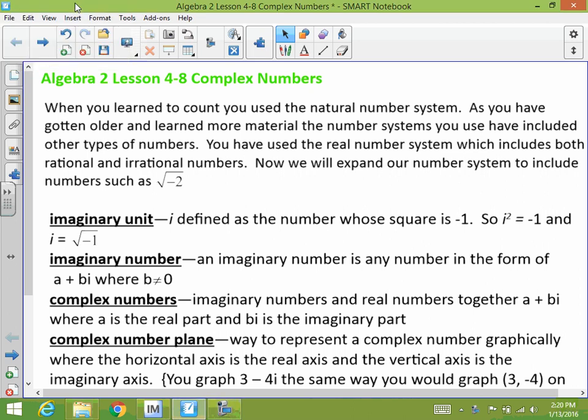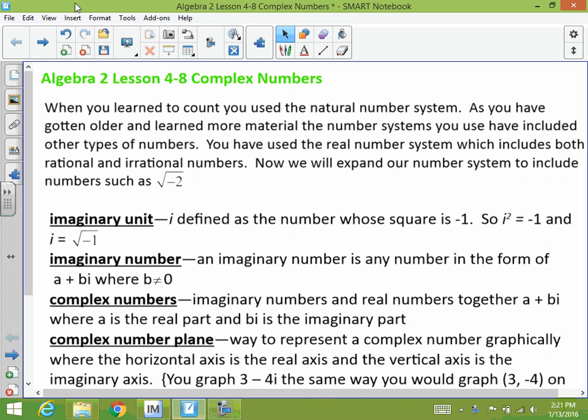This is Algebra 2, Lesson 4-8, Complex Numbers. Now, when we learn to count, we use the natural number system. As you've gotten older and learned more material, the number systems used have included other types of numbers. You've used the real number system, which includes both rational and irrational numbers, like pi being an irrational number. Now we will expand our number system to include numbers such as the square root of -2.